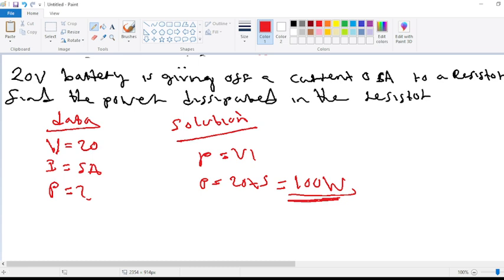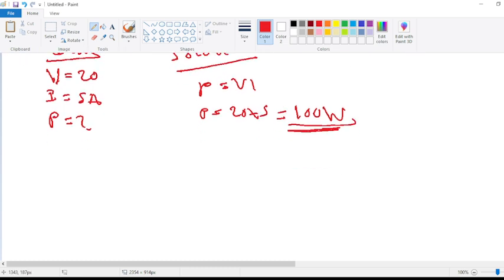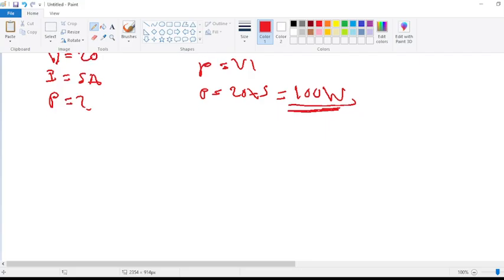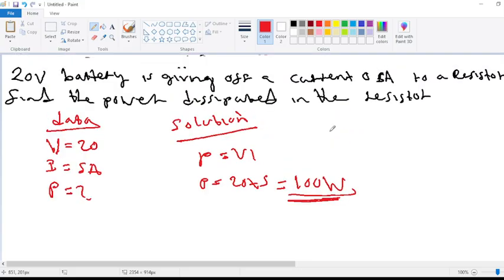What if you've been given the power, then they ask you to calculate the energy? Or you've been given the power, then they ask you to calculate the voltage. You still use this same formula. You've been given the power and the current, then they ask you to calculate the voltage. You still use this formula here.